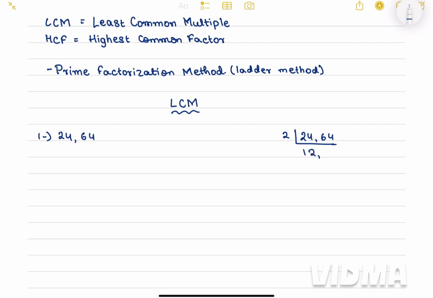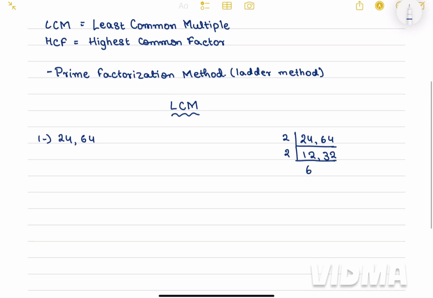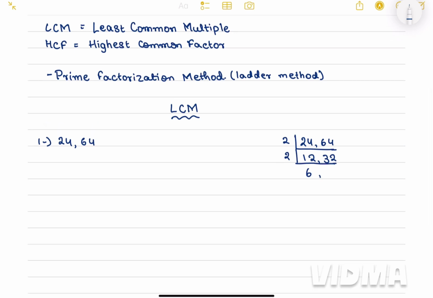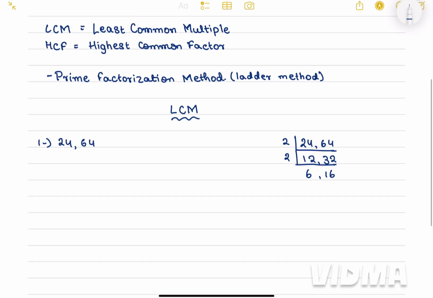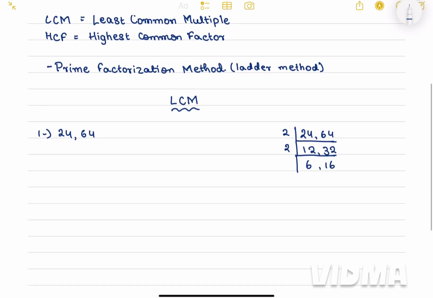Now 2 divides 24 and 64. So we write it down here. 12 and 32. Now we take 2 again because that's a common factor for both 12 and 32. 6 and we have 16. Right? Then we take another number now. 2, 3 and 8. 2.